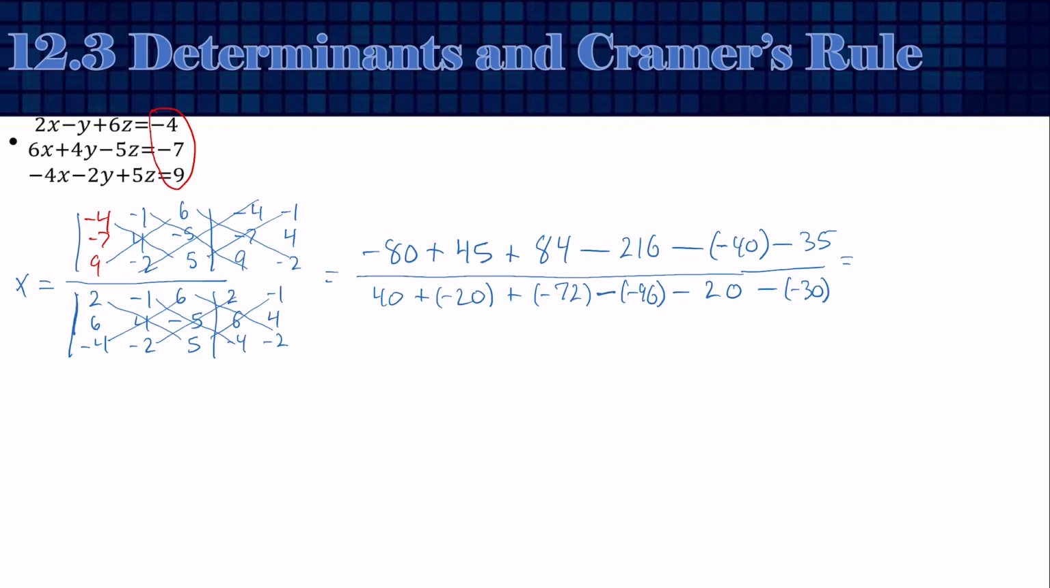All right, on the top, if I add those together, I get negative 162. On the bottom, I get 54, and when I divide those, I get negative 3. So x is negative 3.